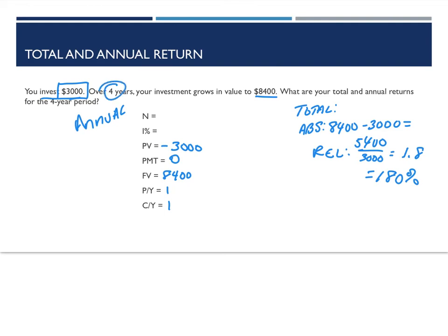Here's the only place where I care about the fact that it's been 4 years. 4 times 1 will stay 4, and I solve for the interest rate. When I solve for this interest rate, it turns out to be 29.4. So my annual return is 29.4%. What that means is if I put $3,000 in the bank, I would have had to find a bank that would pay me 29.4% annual interest to end up with $8,400 in 4 years.